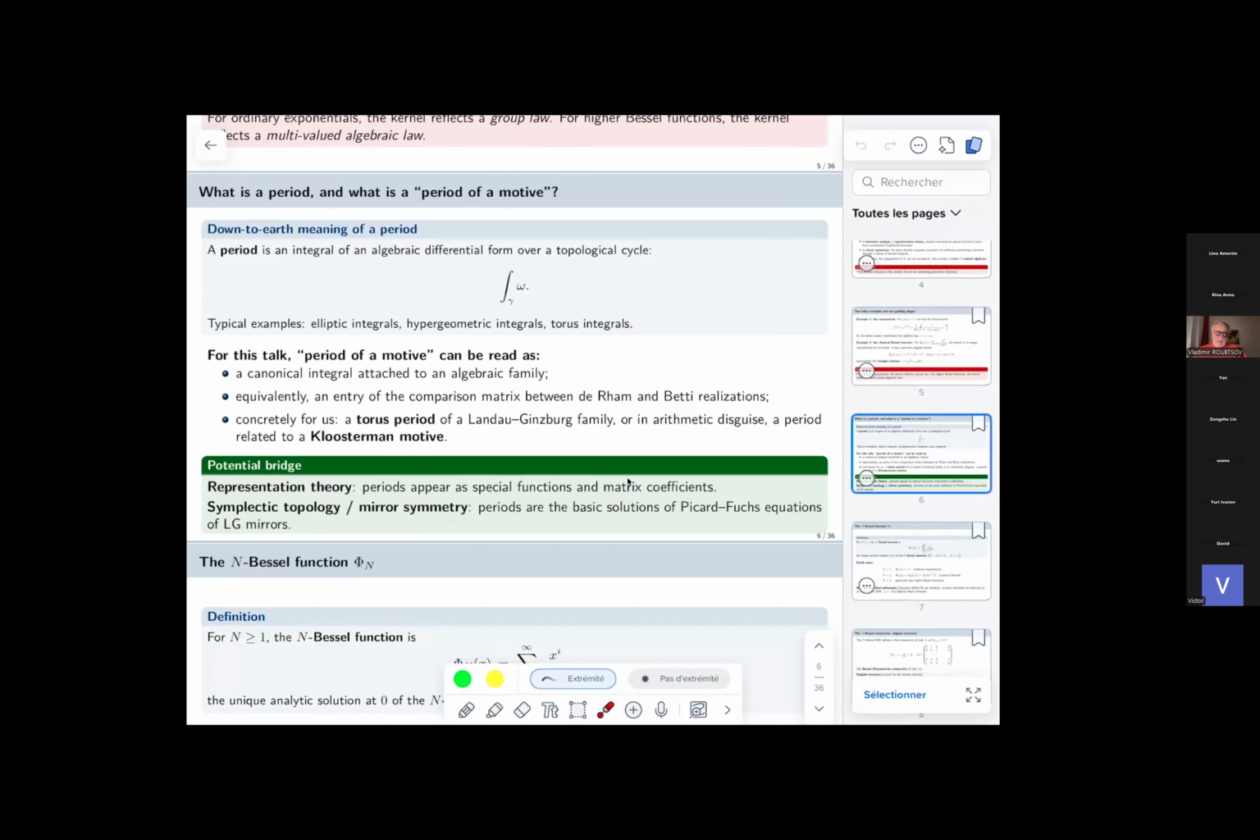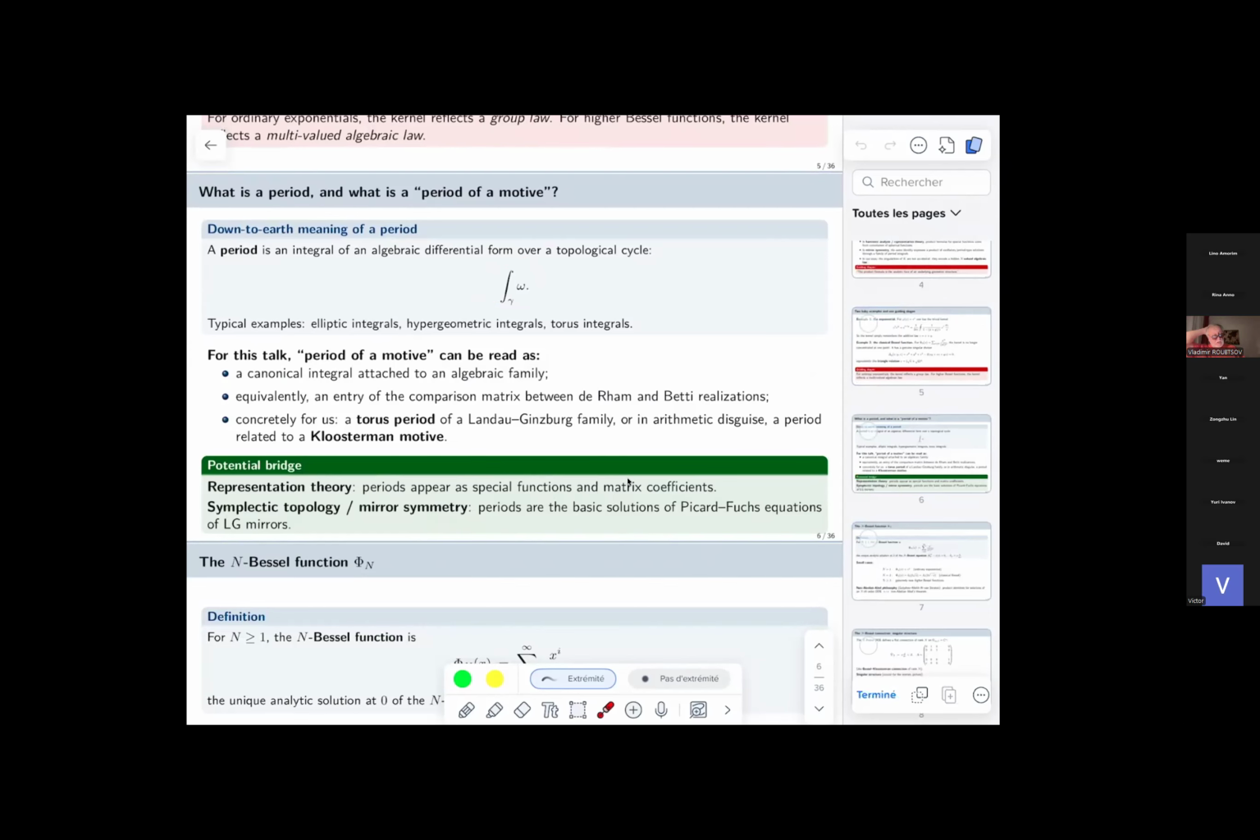And in principle, if I have a variation, for example if I have a family of my algebraic differential form and the parameter of this family varies, then I can see how this variation gives a variation of the integral, and we can study the variation of the integral with respect to the variation of this differential form.